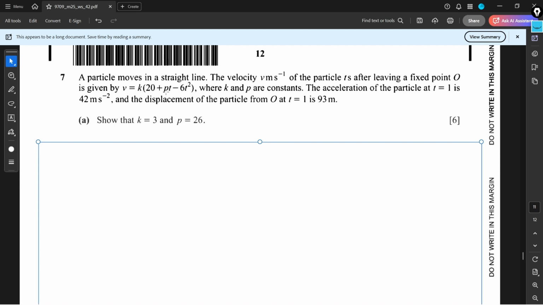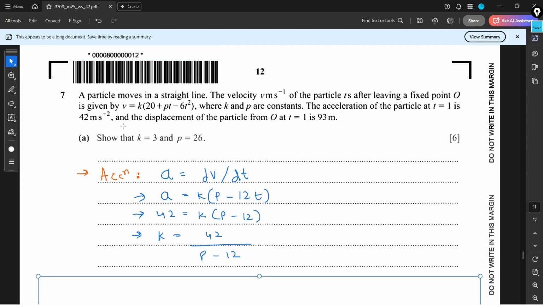So yeah, using this kind of ideology, let me show you how I have done the first part. First of all, I'm utilizing the information about the acceleration. I know that a is equal to dv/dt, so I'm going to find my dv/dt like this. Then I'm substituting the value of t as 1, a as 42, and finally getting k is equal to 42 over p minus 12.